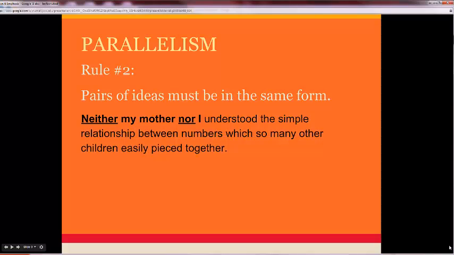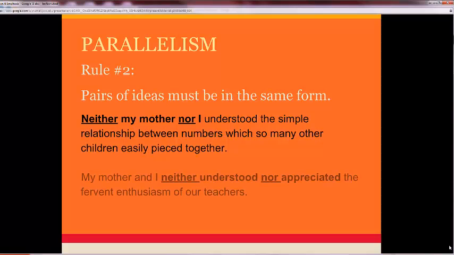The underlined words neither and nor indicate that 2 items are working in pairs. What follows the neither, in this case the noun my mother, must also follow the nor, in this case the pronoun I. In fact, 2 subjects, my mother and I, follow the neither and the nor. I could have rewritten the sentence to challenge the parallelism a bit. "My mother and I neither understood nor appreciated the fervent enthusiasm of our teachers." In this case, what follows the neither is a verb, just as what follows the nor is a verb.